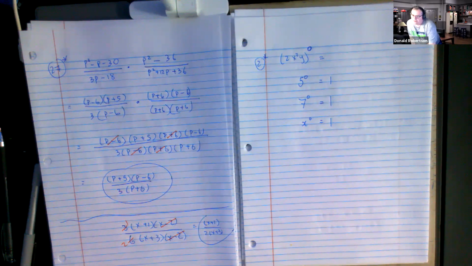5 to the power of 0 is 1, 7 to the power of 0 is 1, and x to the power of 0 is 1. Have you ever seen that in Math 94? Did you ever come across that weird result that anything to the power of 0 is 1? Is this the first time you've seen it, in which case I'm telling you something you never knew? Or do you think, yeah, I do kind of remember them telling me that?